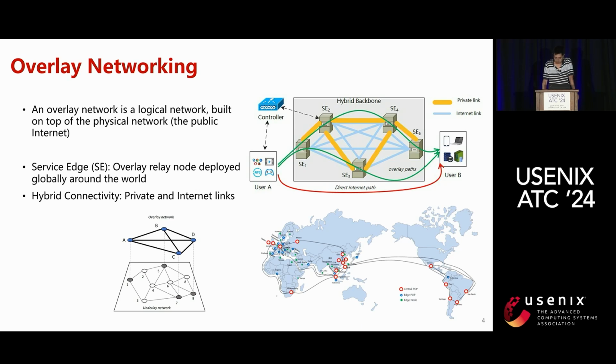An overlay network consists of a number of distributed overlay nodes, here we call them service edges. Each service edge acts as a relay node that can receive and forward packets to the user or any other SE. Here, the connectivity can be hybrid, including both private links and internet links. Actually, in our deployment, it is indeed a hybrid deployment.